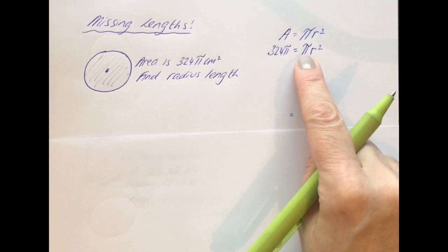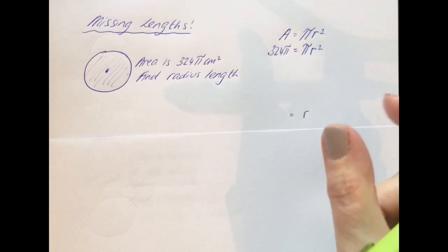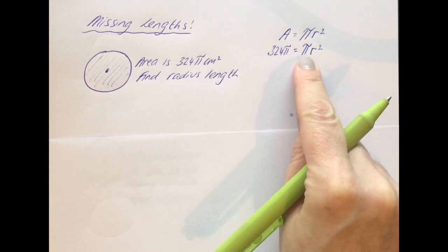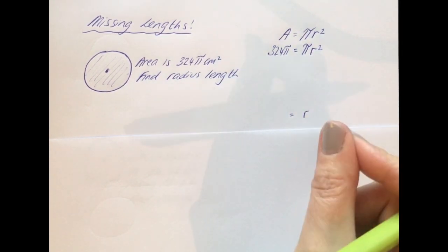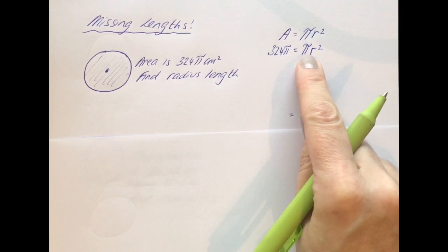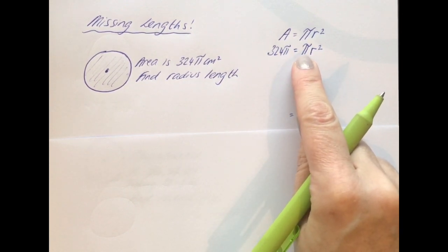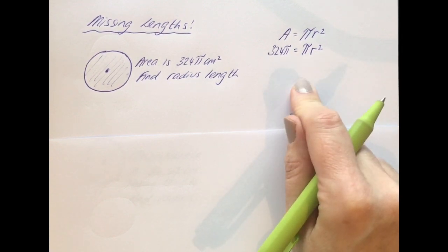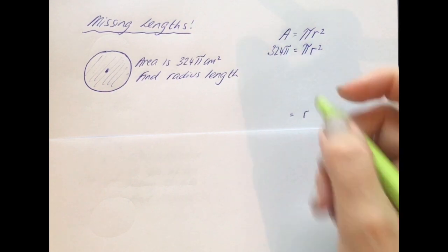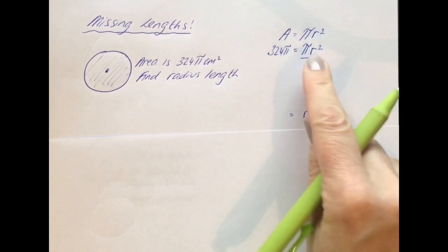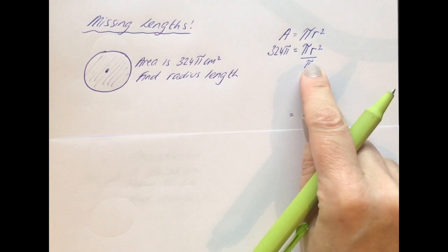So what I'm going to do first is get rid of the pi. Now the pi is attached to the r squared. So remember what that means with algebra. When you have things beside each other like that, it always implies that it's being multiplied. So if that pi is being multiplied to r squared, how will you get rid of it? Well, you'll do the opposite. So instead of multiply by pi, we're going to divide by pi, okay? If it's multiply here, we'll divide to get rid of it.